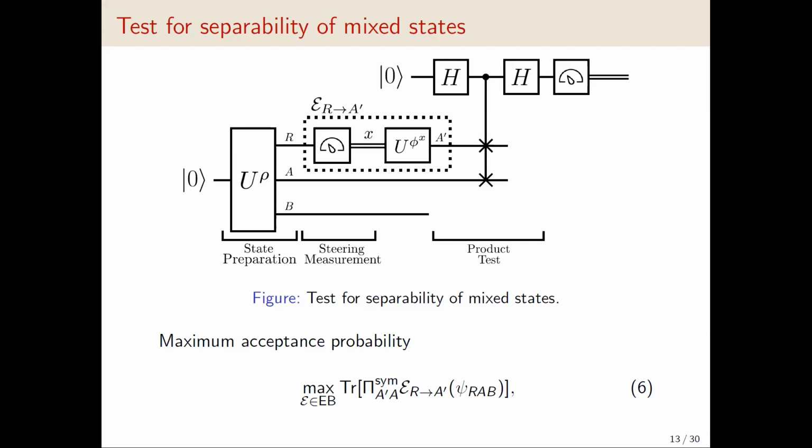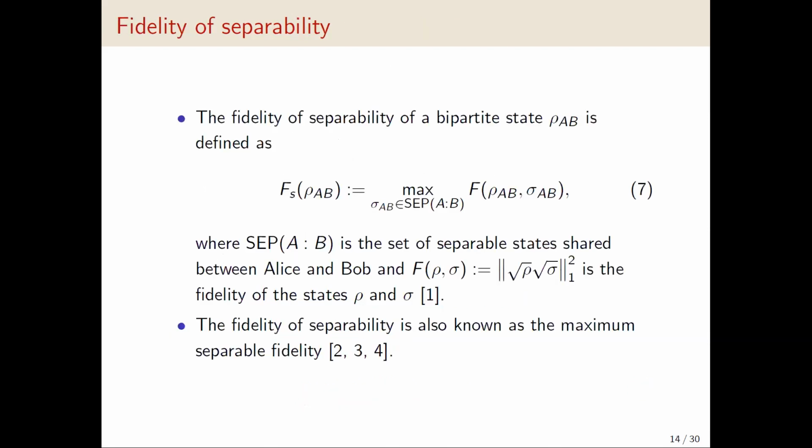And then we can show that this maximum acceptance probability is related to the fidelity of separability of a bipartite state. This is given like this, which is just the fidelity of rho maximized over all possible separable states, and fidelity is given like this. It is also known as maximum separable fidelity.